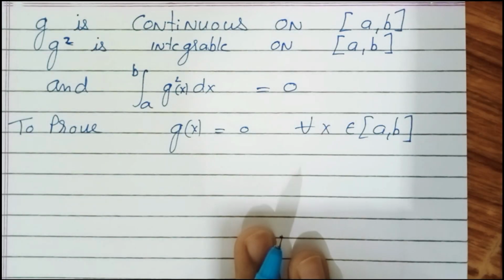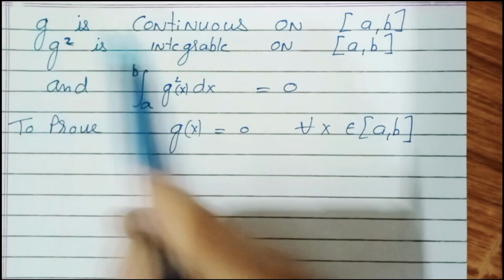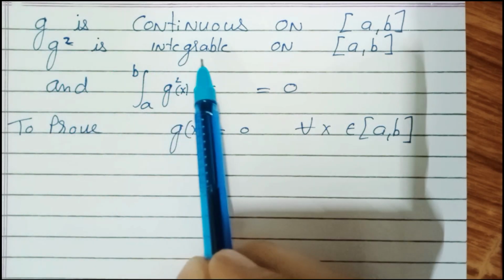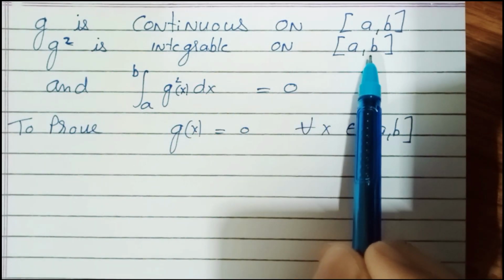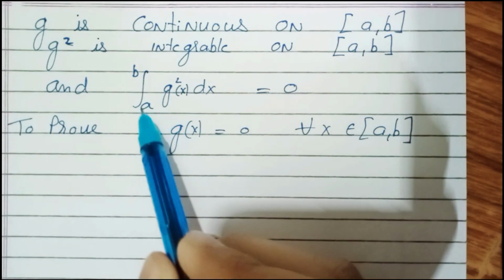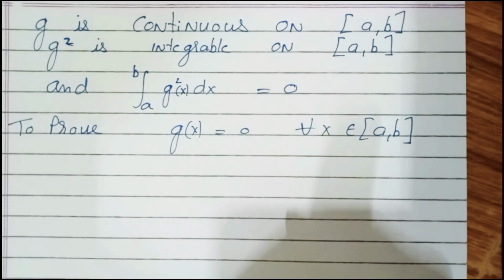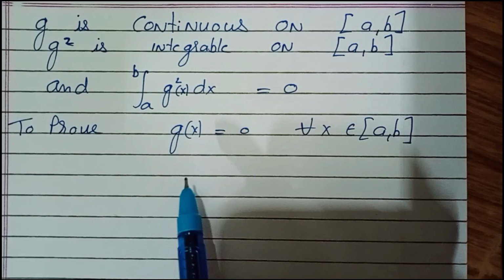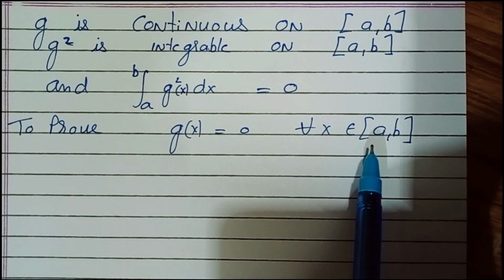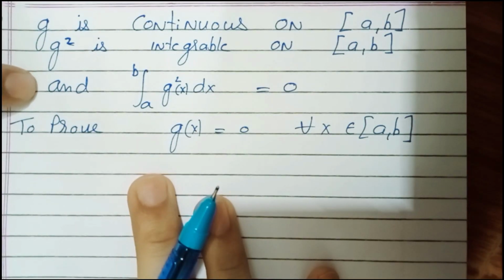Let's read this question. It says g is continuous on this interval and g square is integrable on this interval from a to b, and we are given that the integration of g square from a to b is 0, and now we are asked to prove that g is identically 0 for all x belonging to this interval. This is what we have to prove, and these three things are given to us.